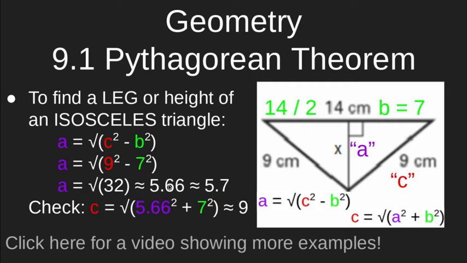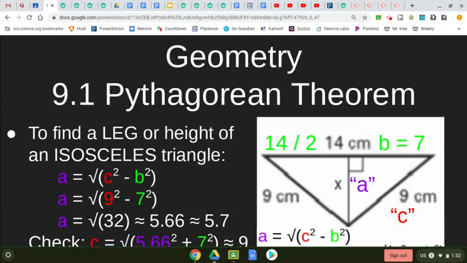It happens to be about 5.66 or 5.7, depending on how Khan Academy or whatever tells you to round, to the nearest hundredth with 5.66 or nearest tenth with 5.7. If I throw those back into the Pythagorean theorem and double check things, 5.66 squared plus 7 squared, grab a calculator, it is very, very close to 9 after rounding. So I know that that's correct.